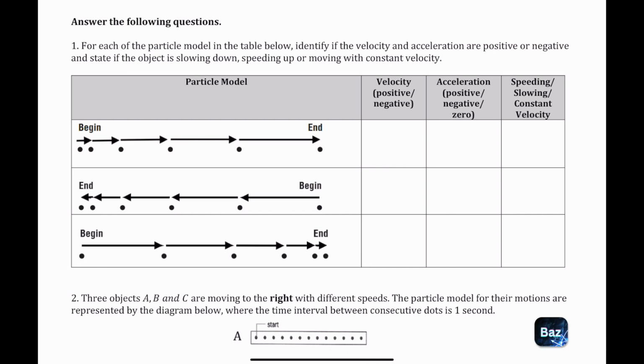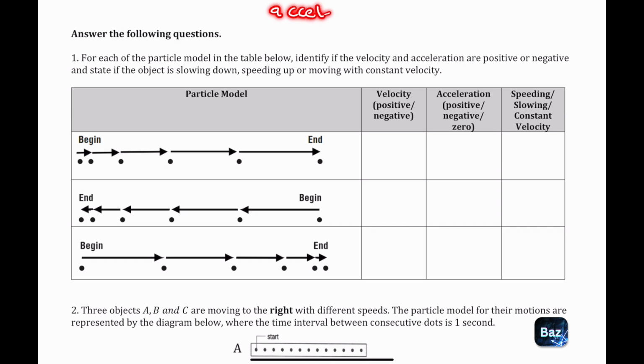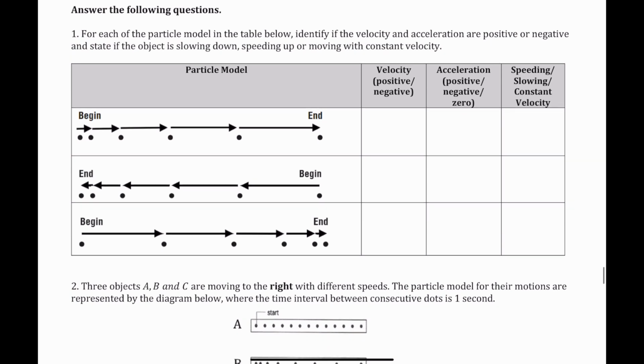Hello. Practice questions on accelerated motion. Part 2. For each of the particle models in the table below, identify if the velocity and acceleration are positive or negative, and state if the object is slowing down, speeding up, or moving with a constant velocity.